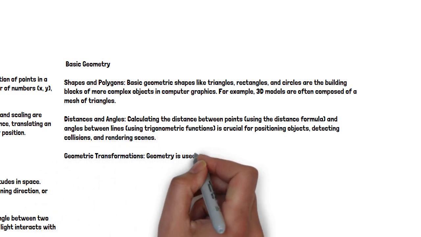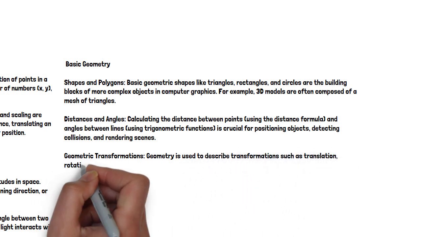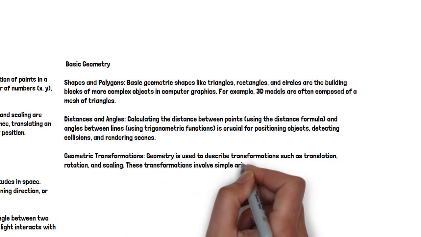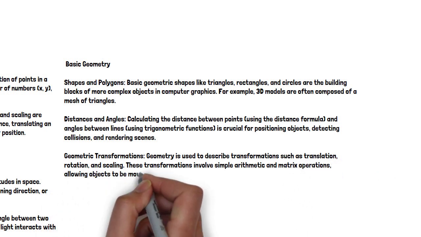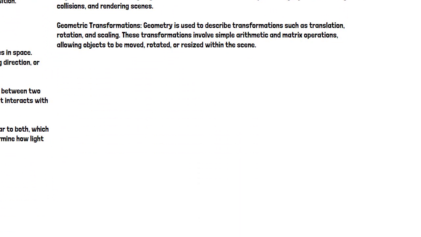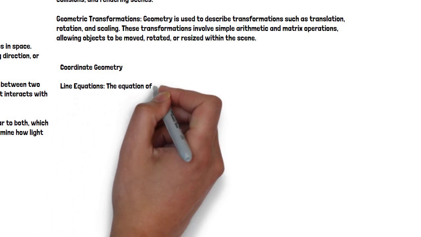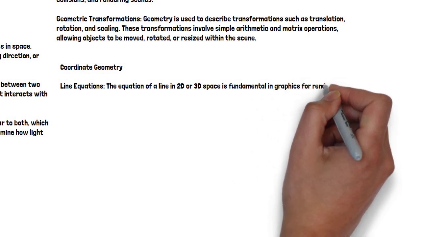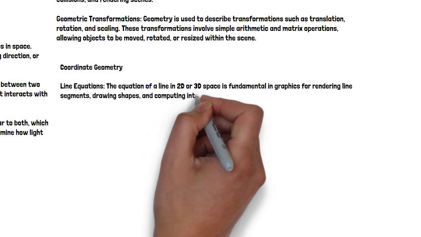Geometric transformations. Geometry is used to describe transformations such as translation, rotation, and scaling. These transformations involve simple arithmetic and matrix operations, allowing objects to be moved, rotated, and or resized within the scene. Coordinate geometry, line equations. The equation of a line in 2D or 3D space is fundamental in graphics for rendering line segments, drawing shapes, and computing intersections.